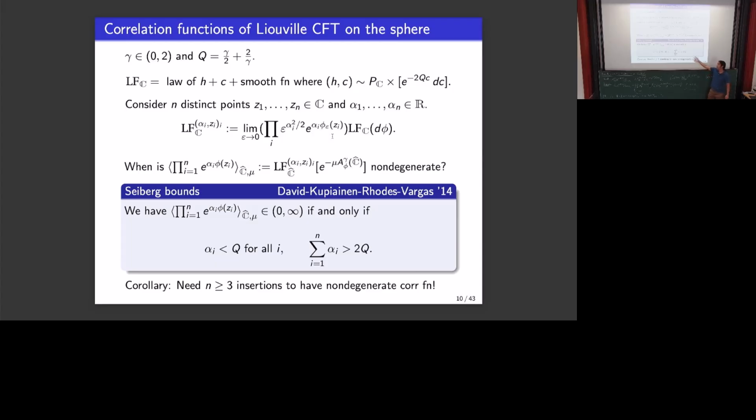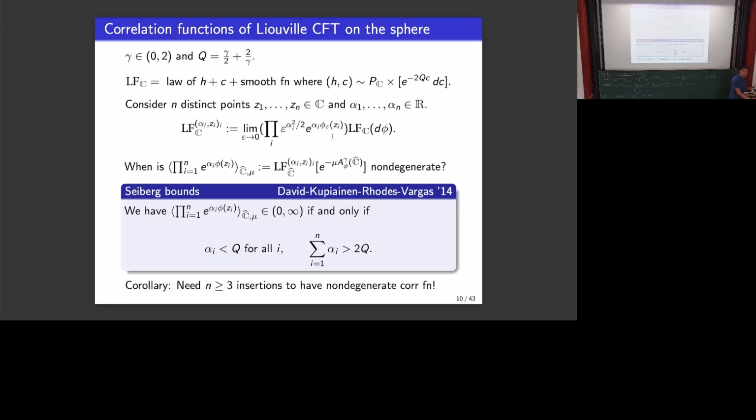And if you think about it, this means that you need at least 3 marked points. If each of your marked points has size bounded above by q, and you want your total to be bigger than 2q, you need 3 points at least. So these are the Seiberg bounds, which arise in Liouville theory. This necessity for having 3 points also arises from the random surface perspective, because you need 3 points to fix an embedding of a random surface. I don't think I'll be able to speak about that today, but it's not just some artifact that comes from CFT. Okay, are there any questions?